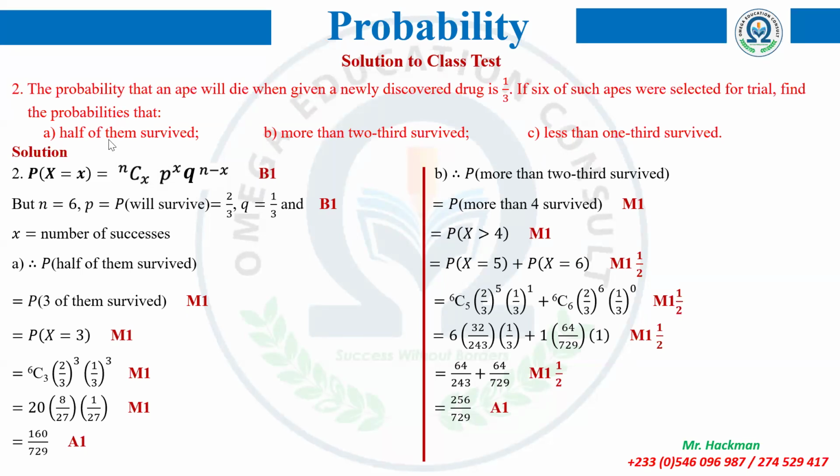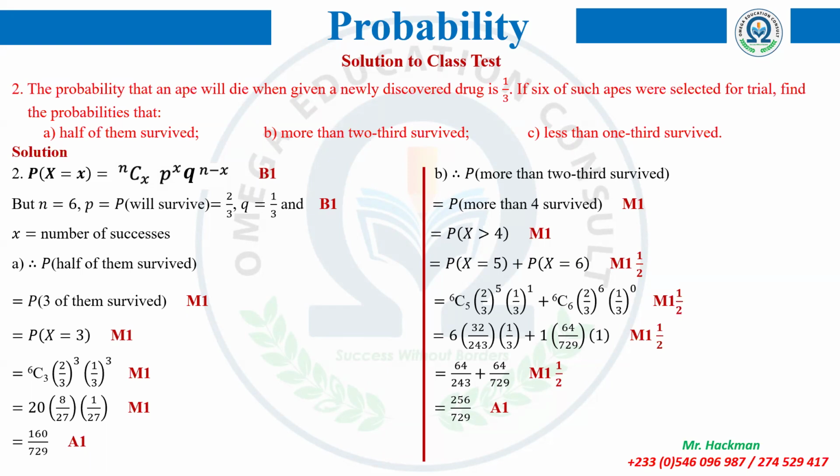So obviously, again, you will recognize this question to be a binomial probability question. So what do we do? We put the probability function for the binomial probability distribution. Then study the questions. You have 3. So let's see, half of them survive, more than half survive. So you can see that your question is in terms of the ape surviving. So it means in this case, what do you do?